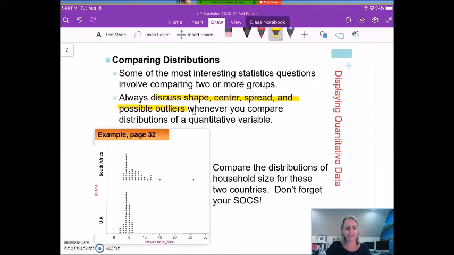So you can't just say the mean of South Africa is this and the mean of the UK is that. You need to say the mean of South Africa is greater than the mean of the United Kingdom as far as household size. Again, don't forget your context.